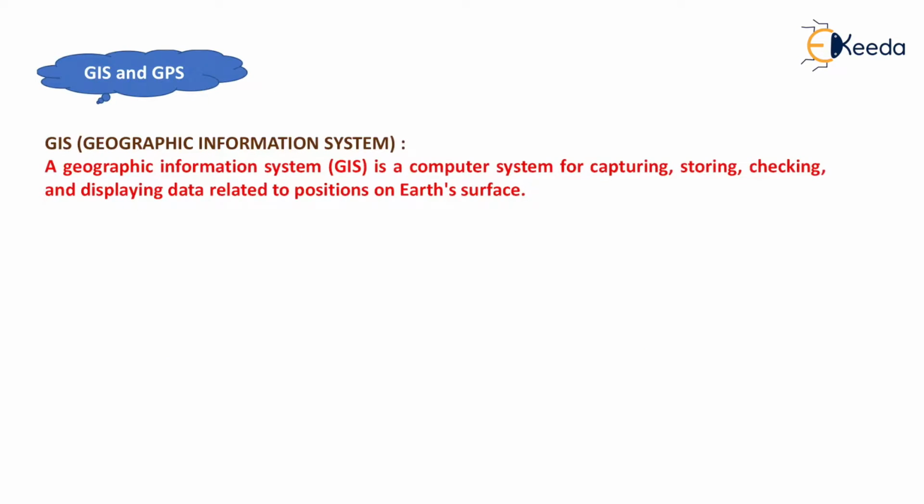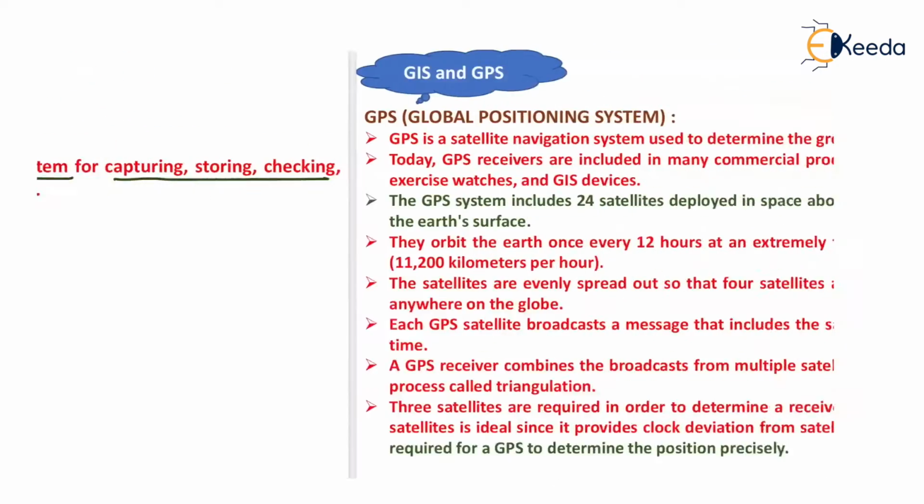GIS is known as Geographic Information System. A geographic information system is a computer system for capturing, storing, checking and displaying data related to position on Earth's surface. It means that if we want to find the position of any point on the Earth's surface, then we have to use the GIS system.